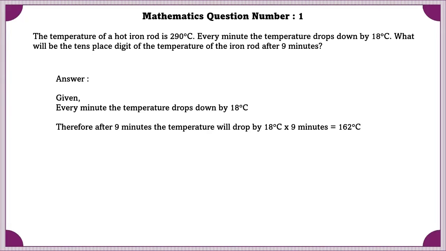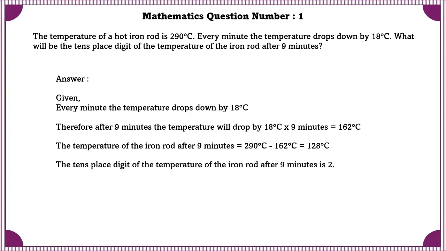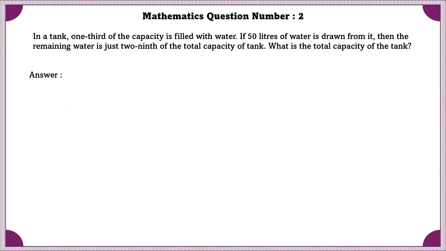Therefore, after 9 minutes, the temperature will drop by 18 degrees Celsius into 9 minutes, that is 162 degrees Celsius. The temperature of the iron rod after 9 minutes is equal to 128 degrees Celsius. The tens place digit of the temperature of the iron rod after 9 minutes is 2.